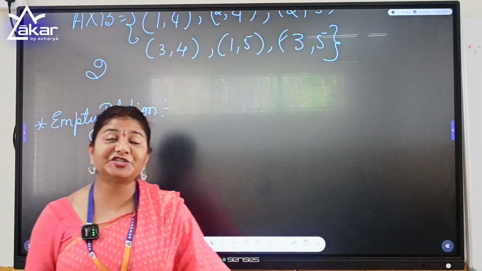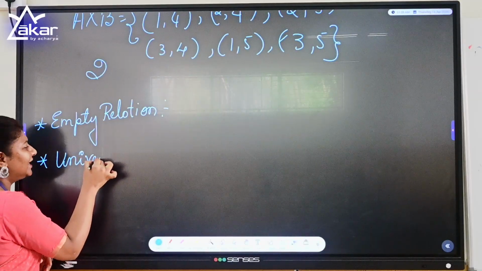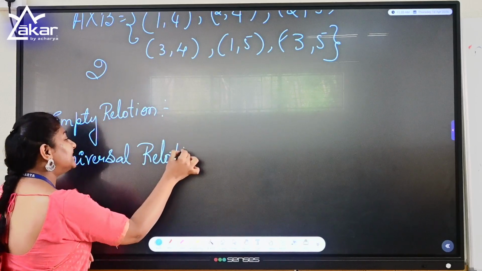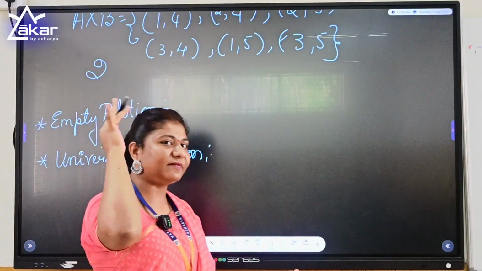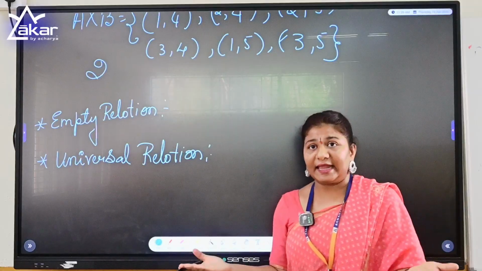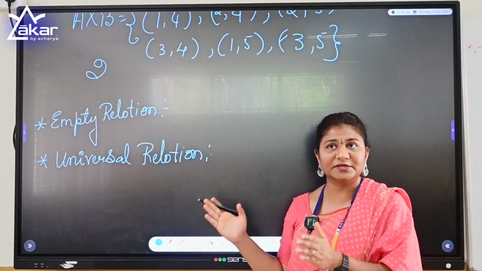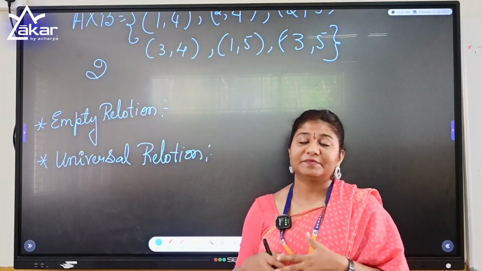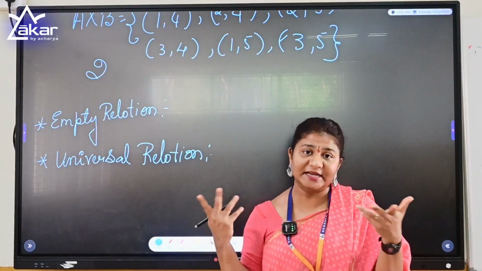The next relation is the universal relation. Universal relation is very simple. As the word universal suggests, it takes in all kinds of relations. For example, let us go to the previous example problem. Let set A be the set of students who are less than 100 years, and set B the students of Acharya less than 100 years.